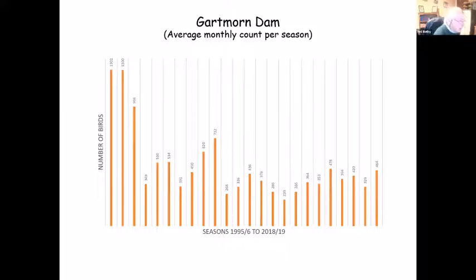The highest monthly average for the Gartmorn Dam was 1,871 birds in 1989-90, and the highest individual monthly count was 2,784 birds in January 1994. This fall, although these low counts of fall have unfortunately continued, with last winter's average being only 206, the lowest ever. And this resulted in Gartmorn relinquishing its normal place at the top of the table, to sit fourth.